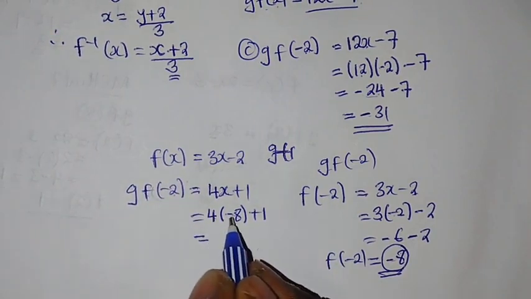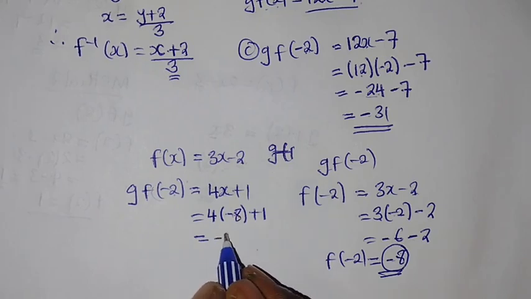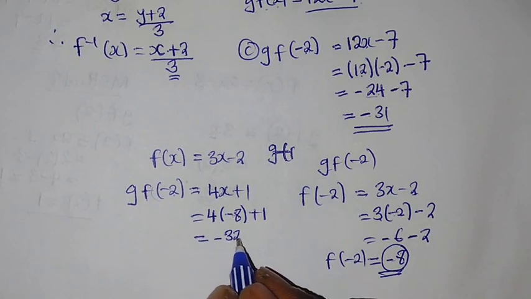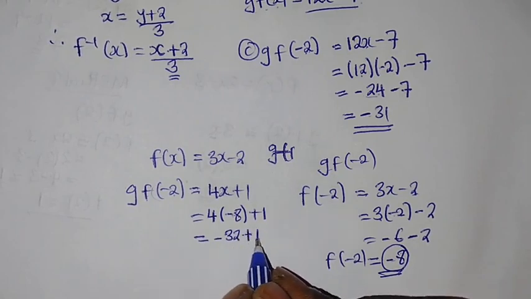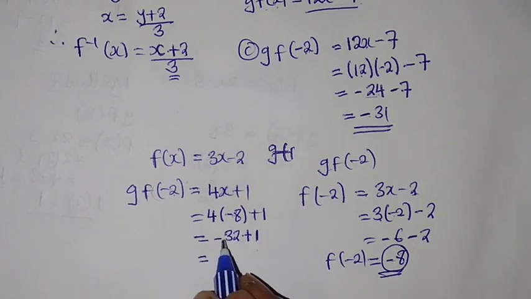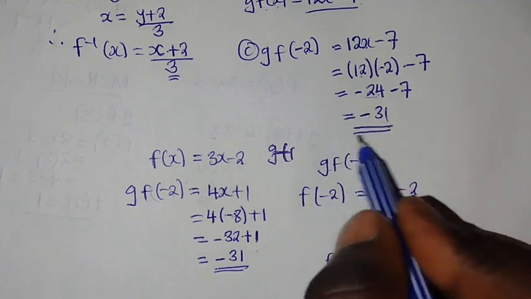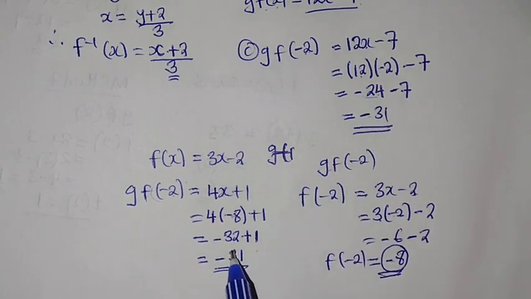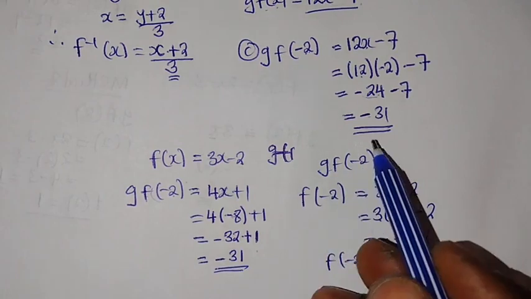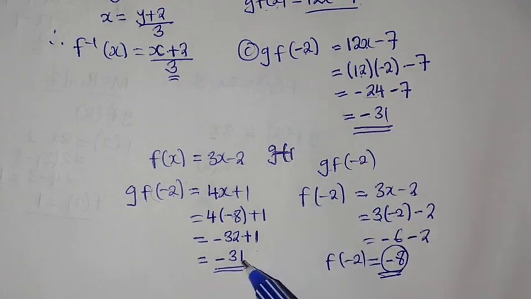From here, 4 times negative 8 is negative 32. Then negative 32 plus 1 gives us negative 31. This is our answer. You can see that this answer and this one are the same. So it's up to you. You can use this method, or you can use this method. Thank you so much, everybody.